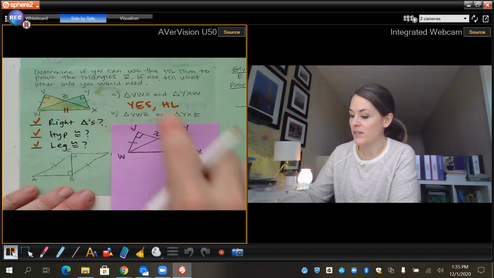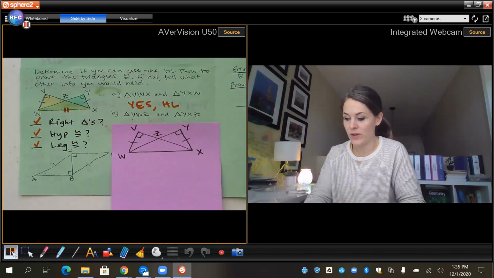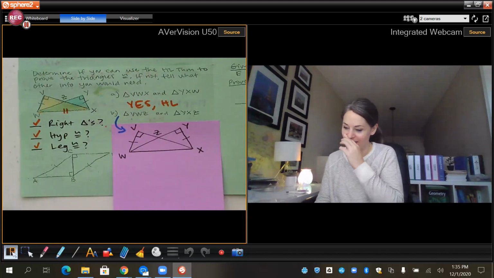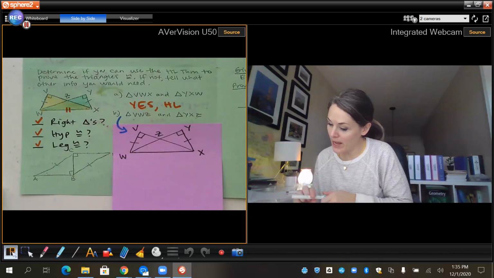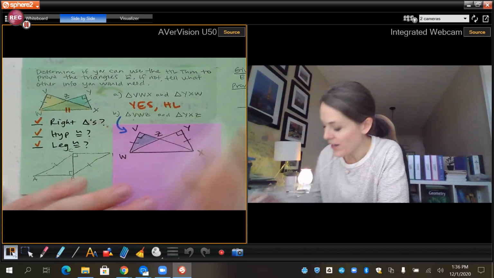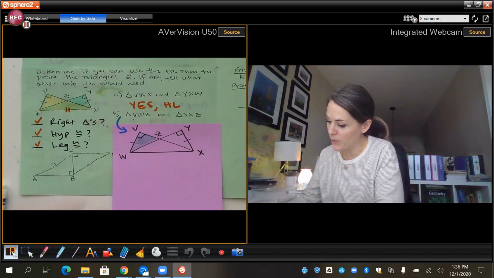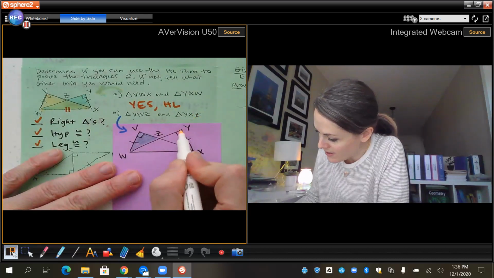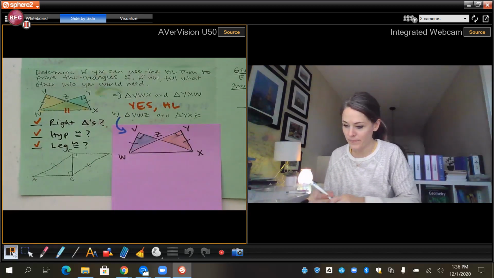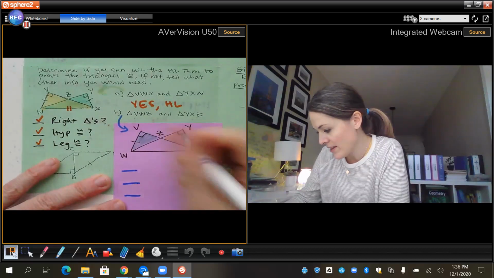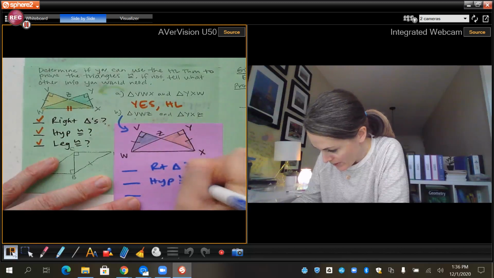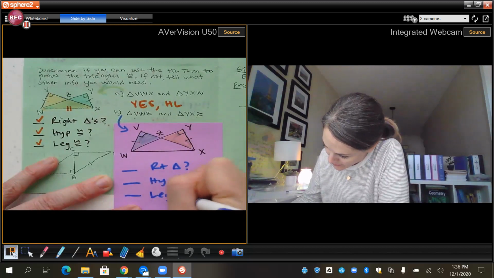Now I'm going to do the second one on my post-it note right here so I can shade it and you can see it really clearly. In this one, I'm looking at VWZ, so this triangle here, and I'm seeing if I can prove it congruent to YXZ, which is this triangle right here, by HL. Again, I would want my 3 things: right triangle, question mark, hypotenuse congruent, question mark, leg congruent, question mark.